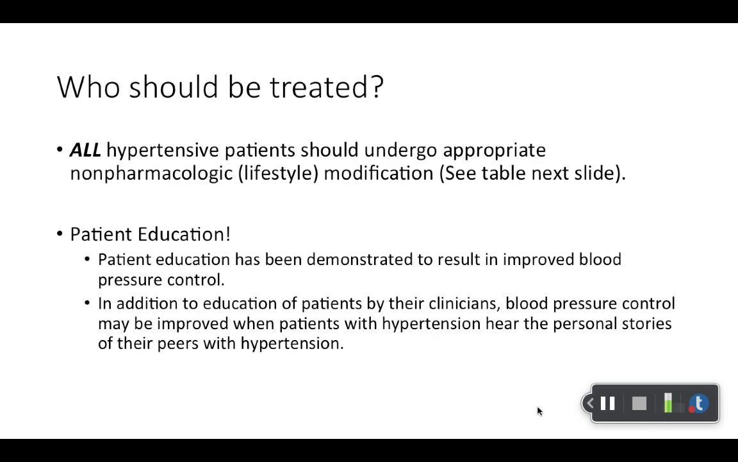I mentioned this before in my slides on antihypertensives, but first line is lifestyle modifications. And another thing too is patient education. You guys are going to be getting a class on that and be learning more about that. I just put it here for completeness' sake.